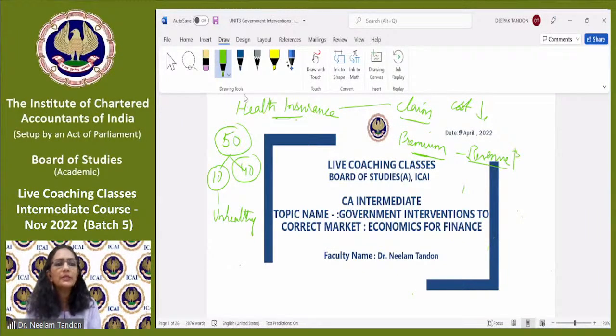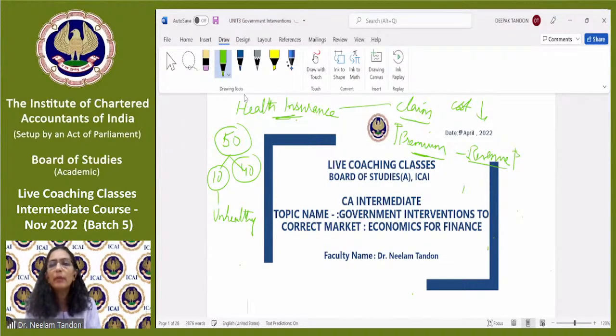Now what happens? This insurance company believes that the majority of them are going to take claims. Why has that happened? Because the insurance company lacks information about the customers who have come for insurance. So this asymmetry of information leads to what? This health insurance company thinks that the majority of the people are going to take claims. And keeping that into consideration, what do they do? They fix the premium higher.